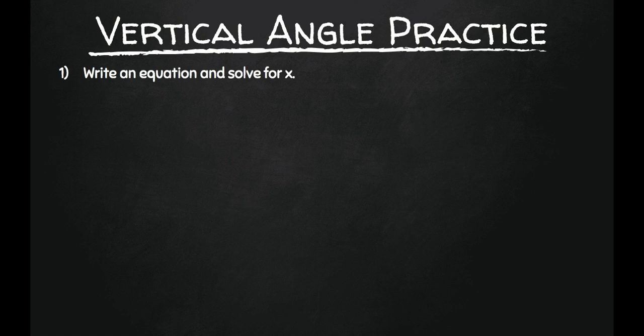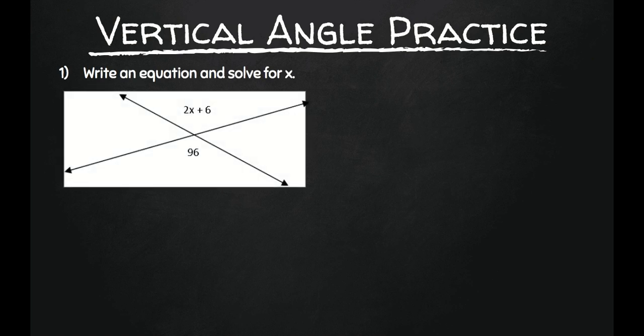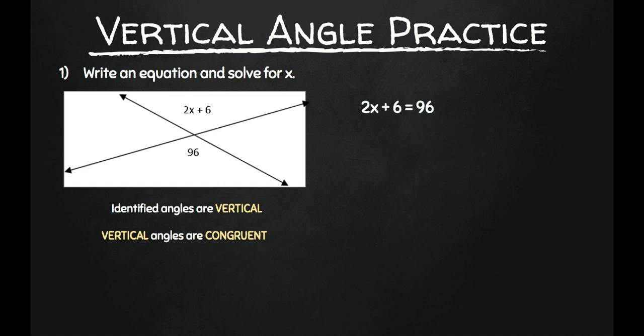One other type of practice problem that you might see would look like this. So right away, I notice that the identified angles are vertical. If they are vertical angles, they will be congruent or equal to each other. When I write an equation, I'll set one angle equal to the other. So 2x plus 6 is equal to 96. To solve this equation, I will subtract 6 from both sides, and I'm left with 2x equals 90. My next step is to divide both sides by 2, and I figure out that x is equal to 45 degrees.